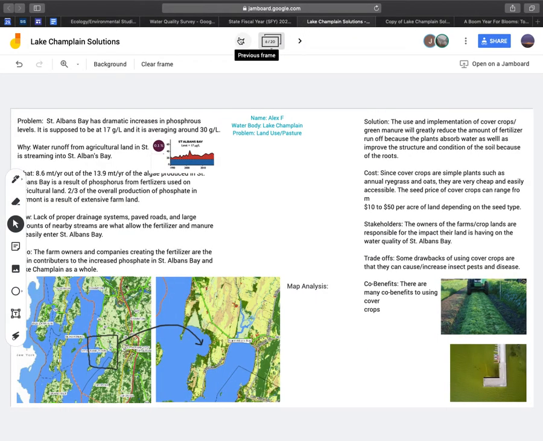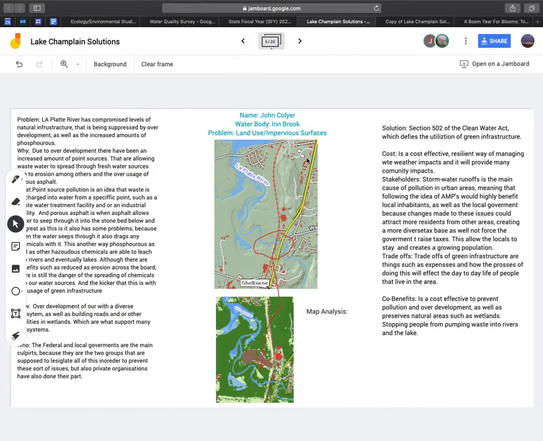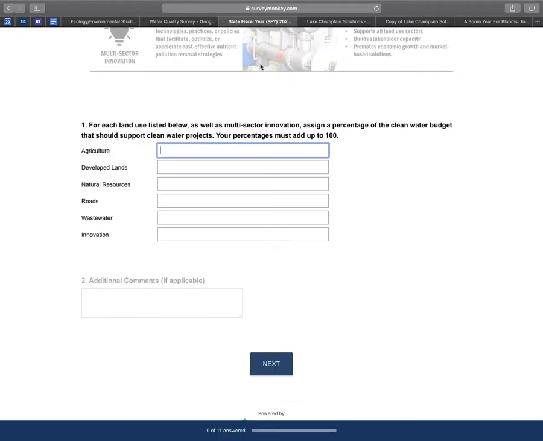Or maybe I look at impervious surfaces and I see that there's an increased amount of point sources which allows wastewater to enter freshwater sources. So maybe I'm really concerned about fixing places that are a known entity. So maybe I'm going to increase my road funding or my developed land funding.